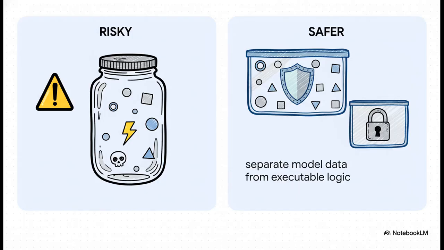This is why the file format you choose is absolutely critical. Risky formats like Pickle basically mix the model's data and potentially executable code all in one bucket. But newer formats like safe tensors were built from the ground up to prevent this. They build a solid wall between the model's data and any code, effectively slamming the door on this type of attack.